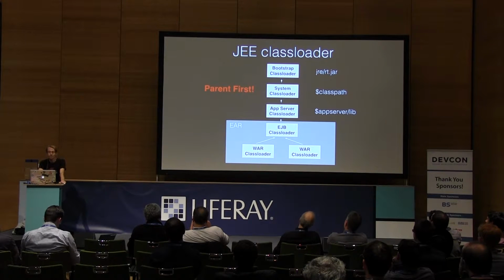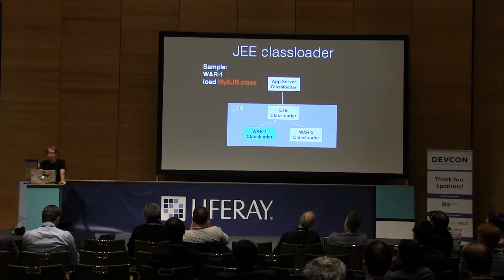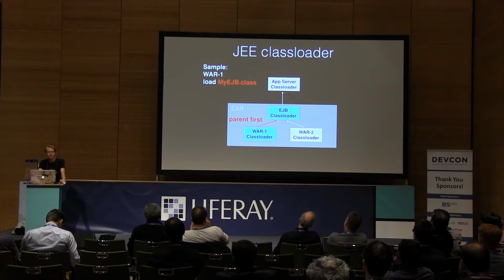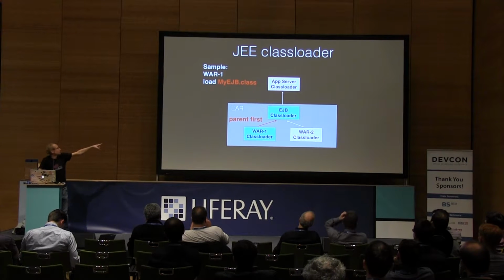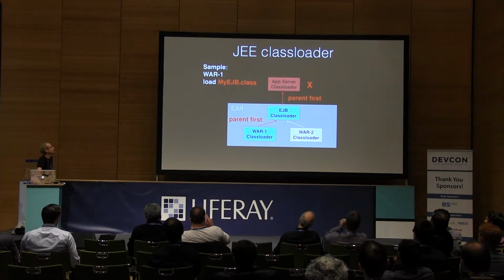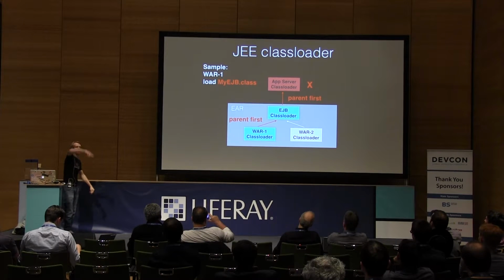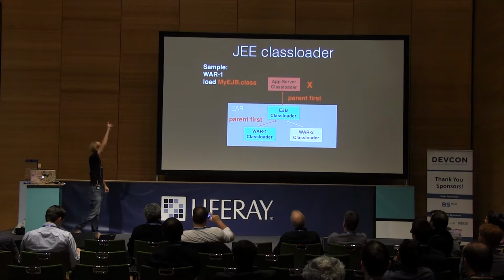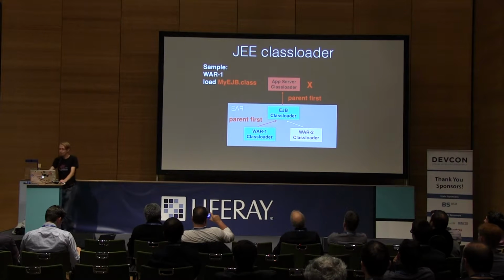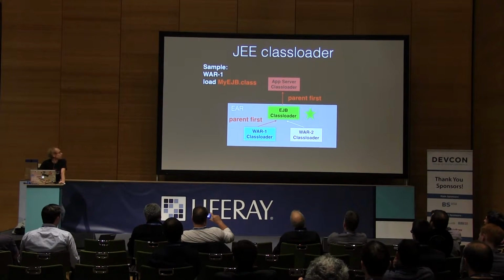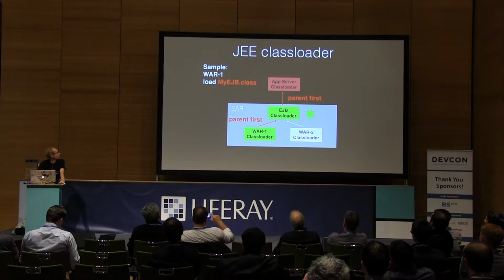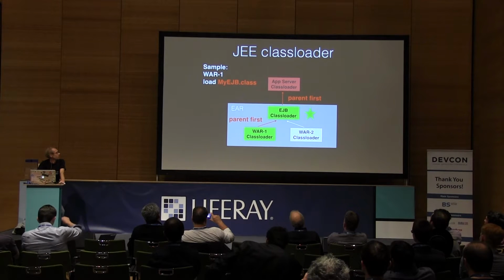So what happens in the parent first? The war1 class loader wants to load the myEJB class. It first delegates to the EJB class loader. The EJB class loader delegates to the app server class loader, and so on. We are arriving at the bootstrap class loader, getting down. The app server class loader couldn't find it. Then the EJB class loader will find the class, and pass it to the war1 class loader.